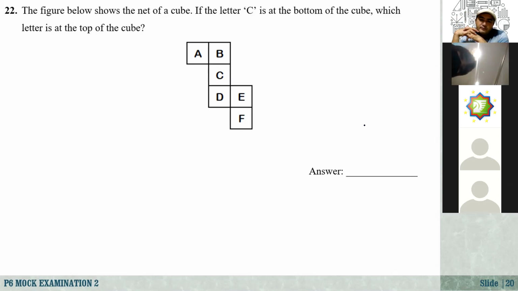I have an answer. What is it? F. It will be F, right? Because this C is at the bottom and you're just folding this and it covers the right hand side. And also this one is the face that is facing us, right? And this F will be at the top. So the answer is F. Nargis, did you understand? Teacher, I didn't understand it. Can you repeat?